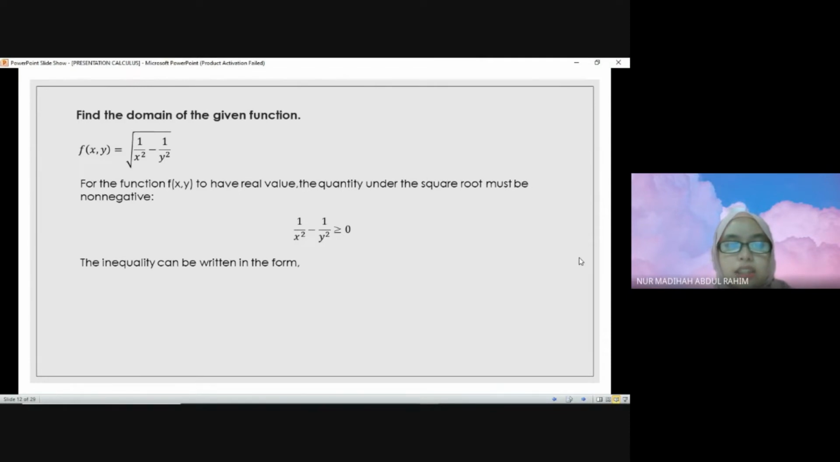The inequality can be written in the form 1 over x squared plus 1 over y squared less than or equal to 0. Therefore, the domain of f(x,y) is (x,y) an element of R squared, where 1 over x squared minus 1 over y squared is less than or equal to 0. Next, I will pass to Fatin Nazira.